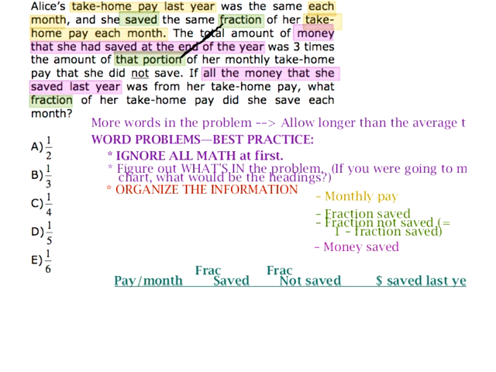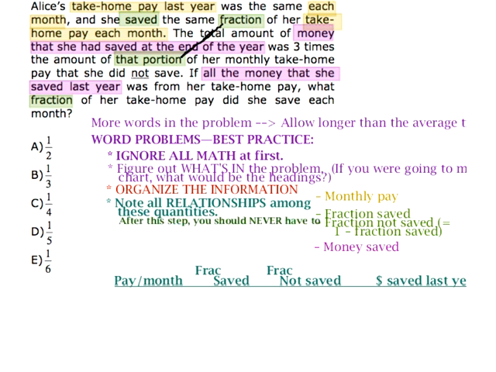Okay. Then, after you've organized the information, you should note all the relationships between or among these quantities. And then here's a good test of whether you've done this well or not. After this step, you should never, ever, ever have to look back up at the paragraph. Ever again. If you have to look back up at the paragraph, that's a failure of organization.